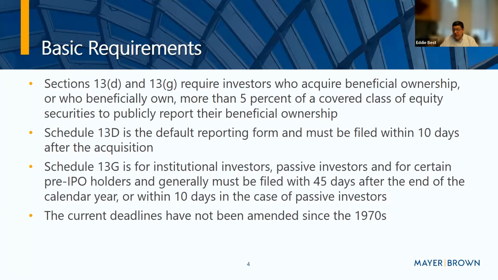Schedule 13G is used for institutional investors, passive investors, and for certain pre-IPO holders. Institutional investors, such as mutual funds, and pre-IPO stockholders generally file a Schedule 13G within 45 days after the end of the calendar year, and passive investors, in other words, any other investor who acquires 5%, generally must file 13G within 10 days of going over the 5%. The current deadlines have not been amended since the 1970s. Next slide, please.